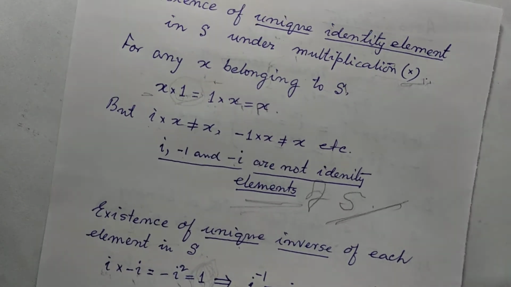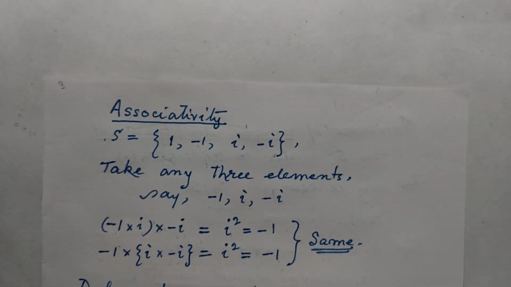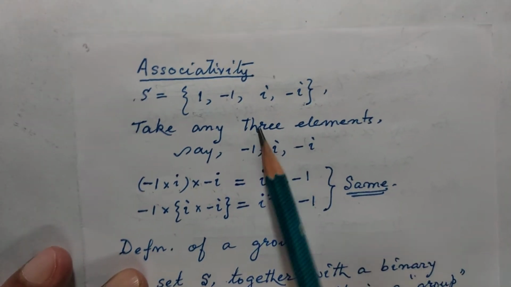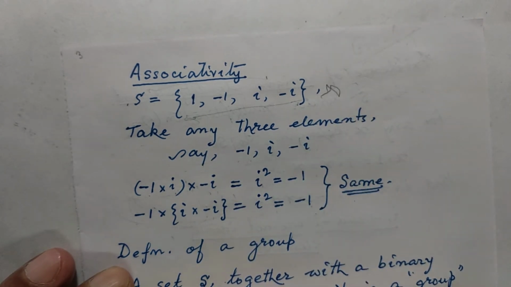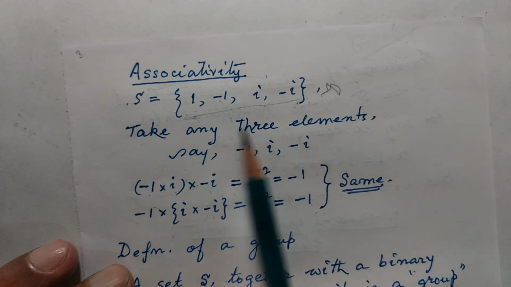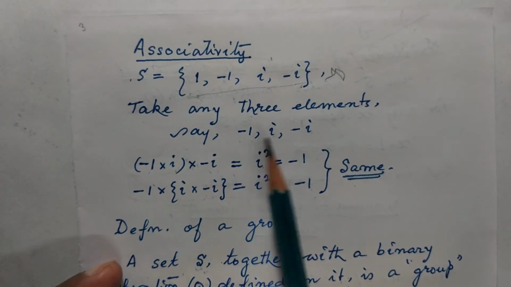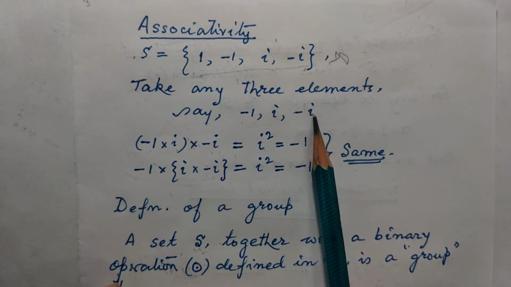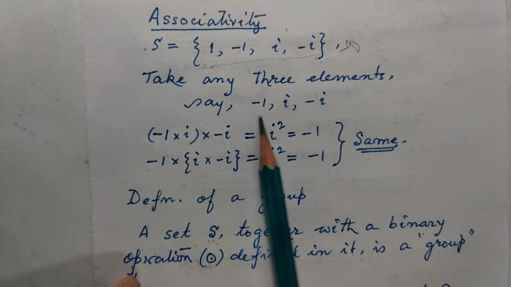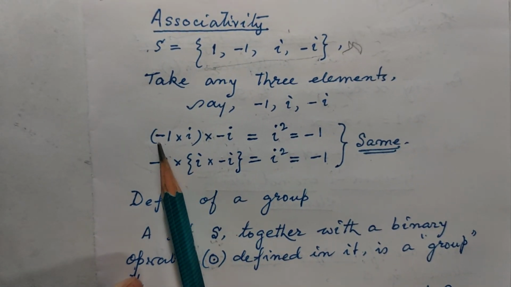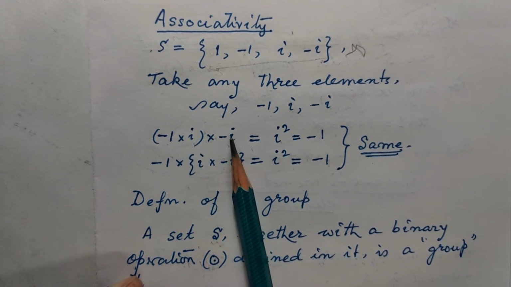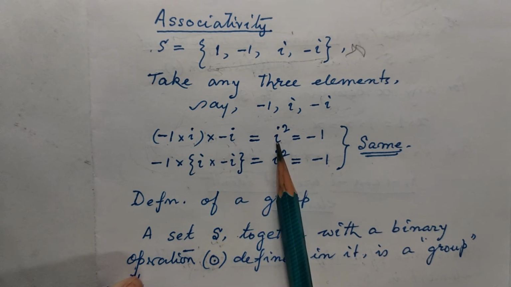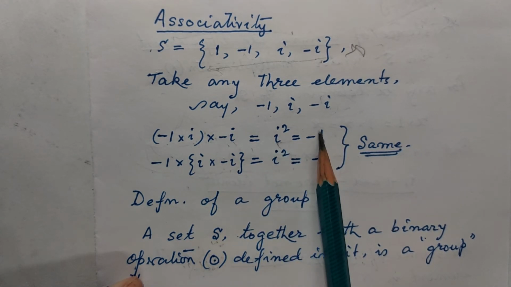The fourth important property of S is this, associativity. The set S is this, and the operation is multiplication. Take any three elements of the set, say minus 1, i, and minus i. You may combine these three elements in this way. First combine minus 1 with i, and then combine this result with minus i. Your final result will be i squared, that is minus 1.